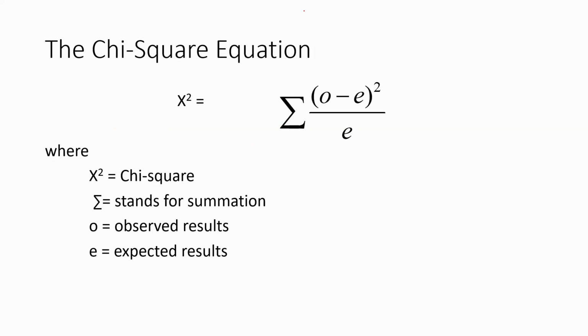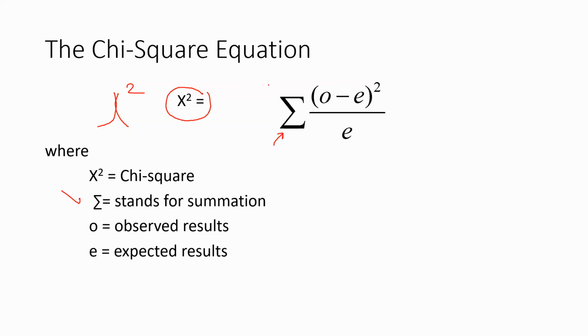This is the equation for chi-square. The chi-square should be written like this, but once again, it's hard to do this in Word. What you have here is the sum. Remember, this symbol here means sum, right? Of the observed results minus the expected results squared, divided by the expected results. And this will give you a chi-square value that you can use to determine whether your null hypothesis is correct or your alternative hypothesis is correct, okay?